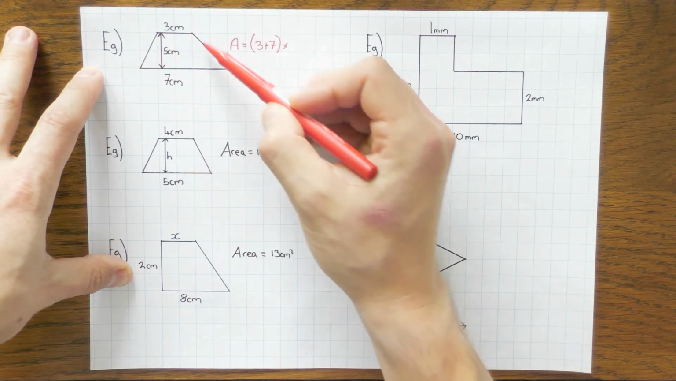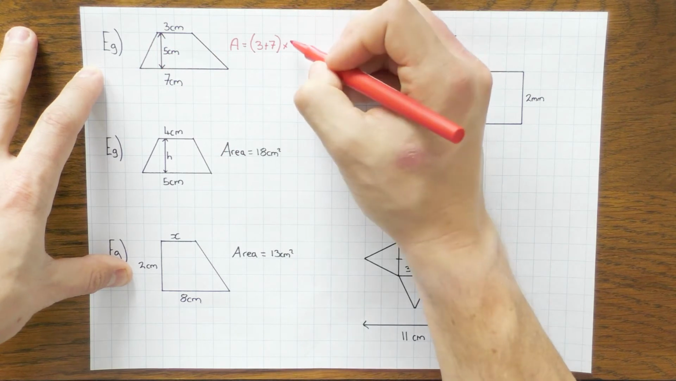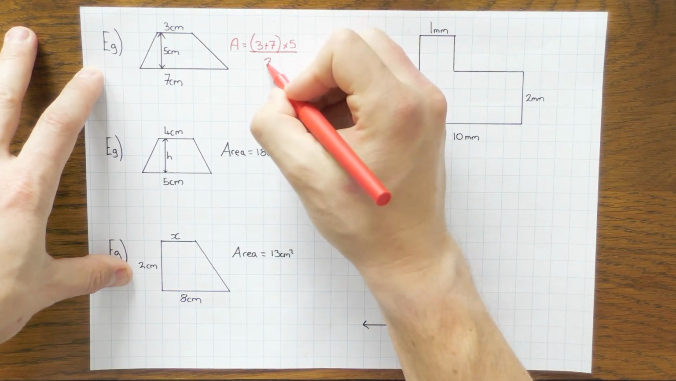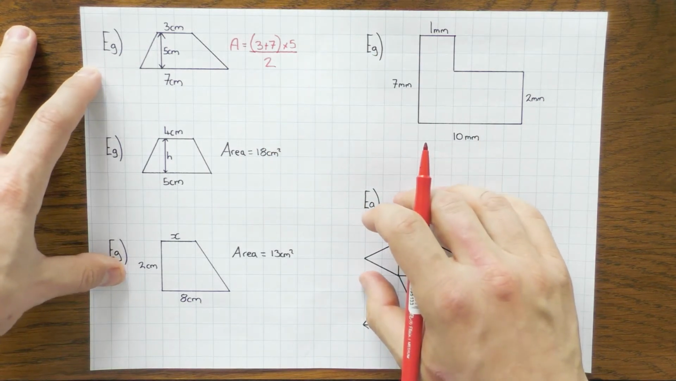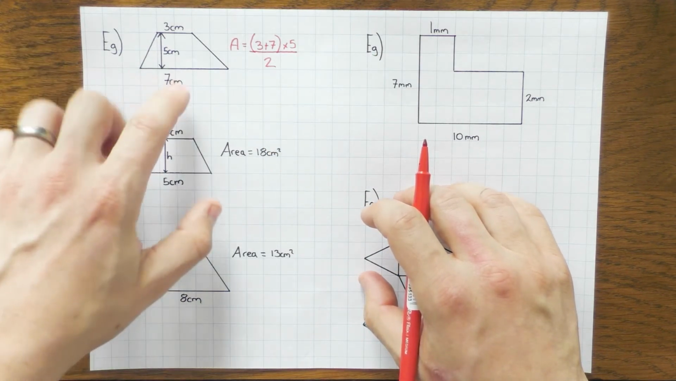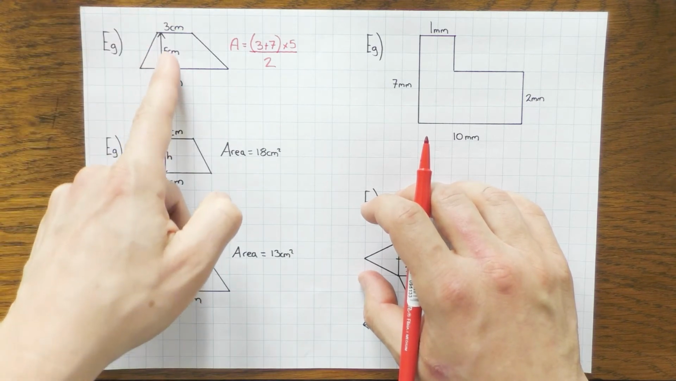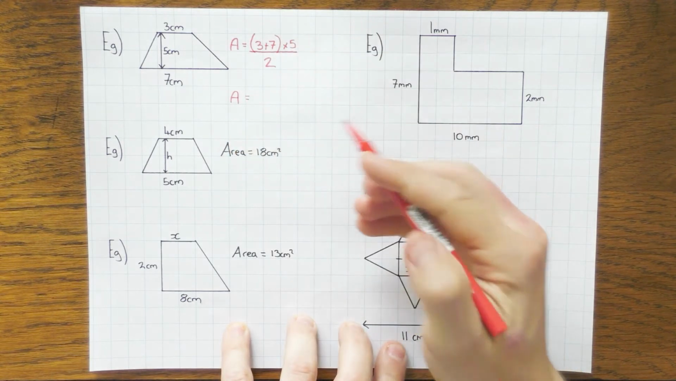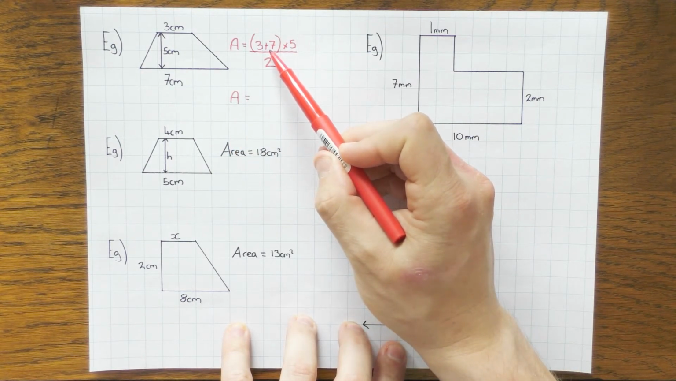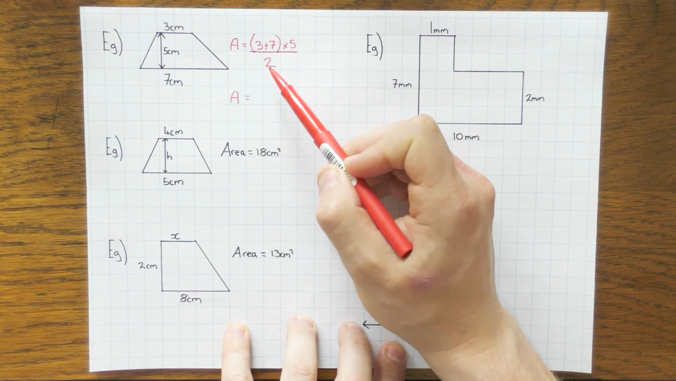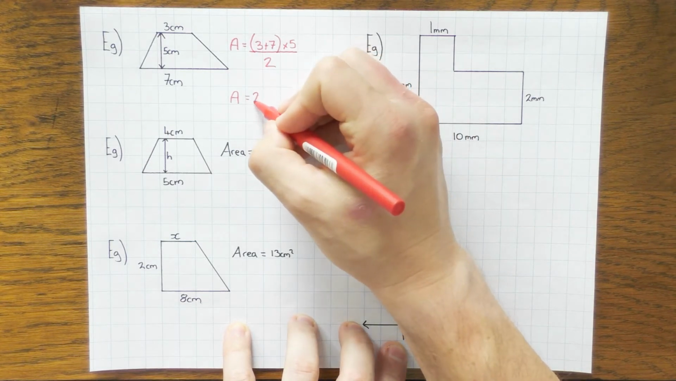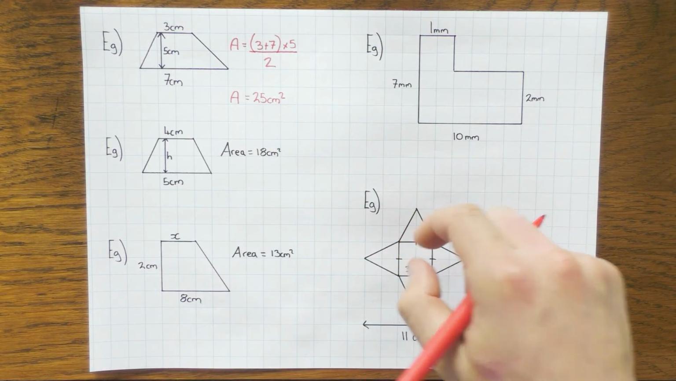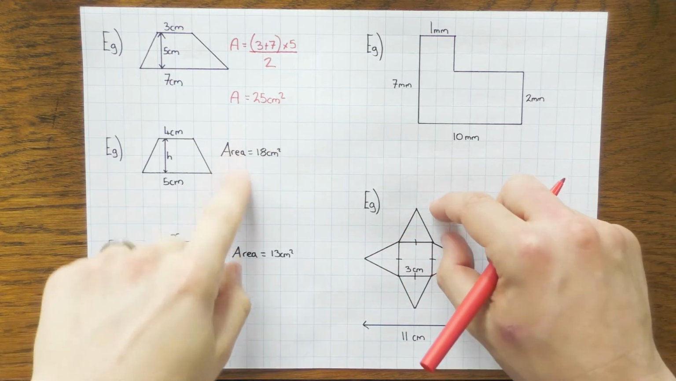Now this slanted height nonsense, perpendicular height, so we would times that by 5, and then we would half it. So that is the way you work out the area of a trapezium. Add the parallel sides, times it by the height, and then you half it. So let's work that out. So we've got 3 add 7, which is 10, times by 5 is 50, half it, we have 25 centimetres squared. Excellent.